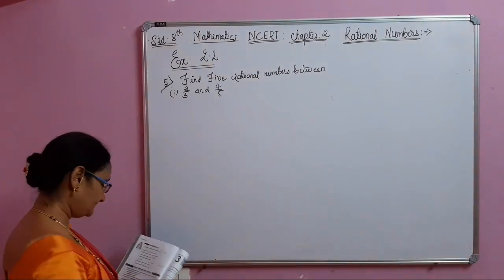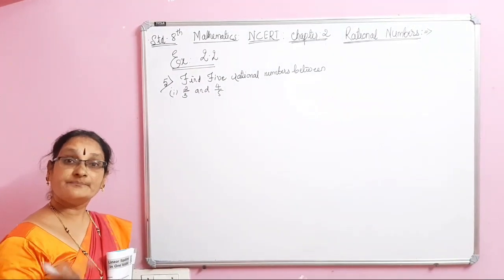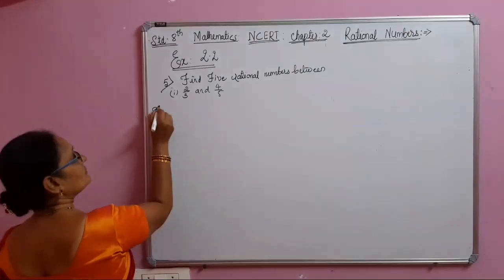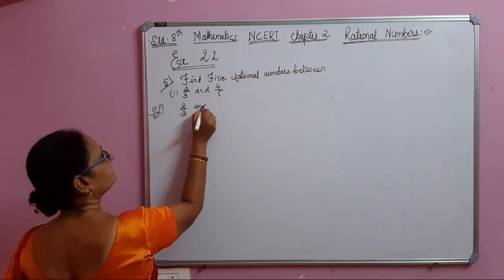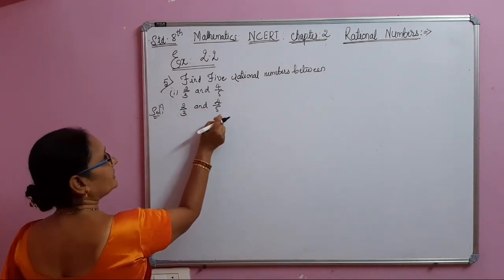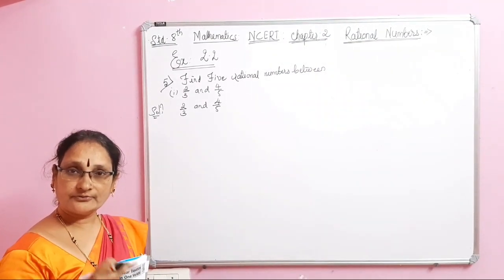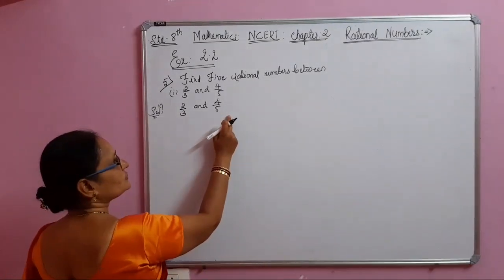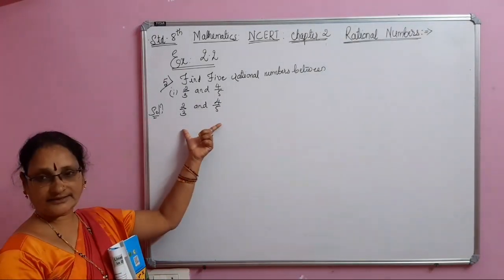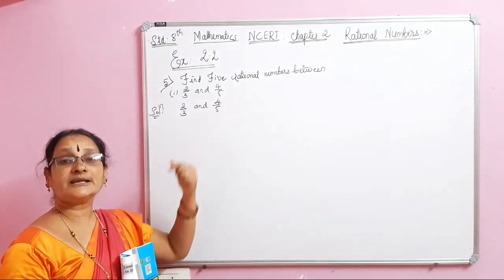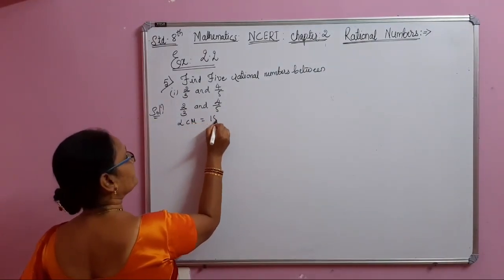See, here also different denominators. What to do? We have to take the LCM. So, solution. What is the given question? 2 by 3 and 4 by 5. If there are two different denominators, first we find the LCM of both. Because both are prime numbers, their LCM is very easy, just their product. So here LCM is equal to 15.